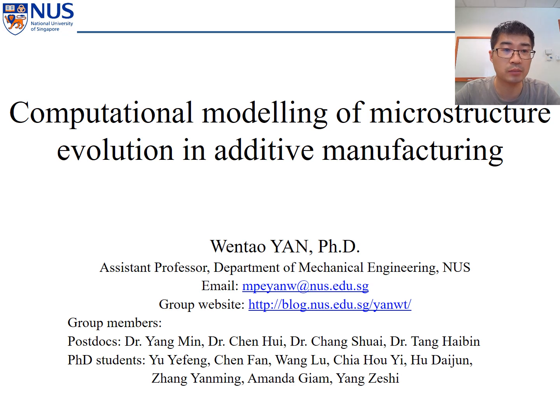Today, I'll talk about our work on computational modeling of microstructure evolution in additive manufacturing. So this work is mainly done by myself and my students, particularly my postdoc, Dr. Min Yang, and my PhD student, Yefeng Yu.